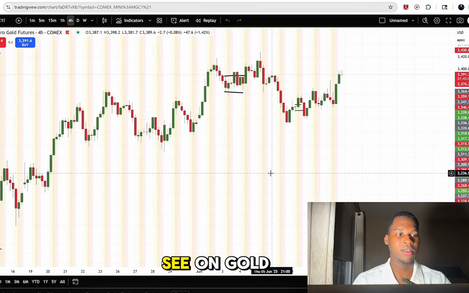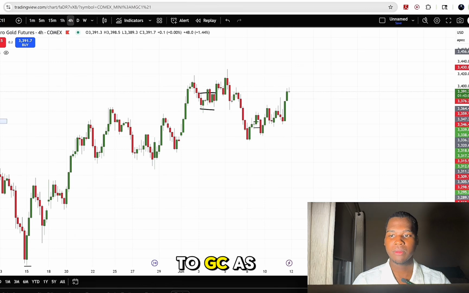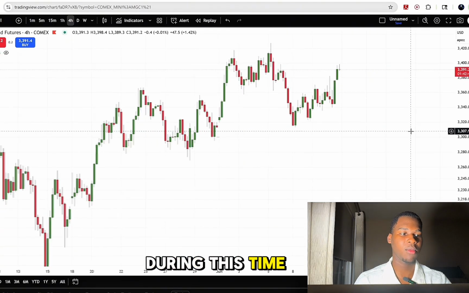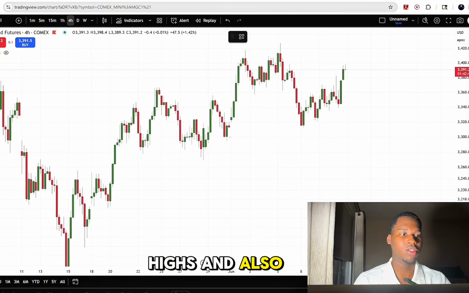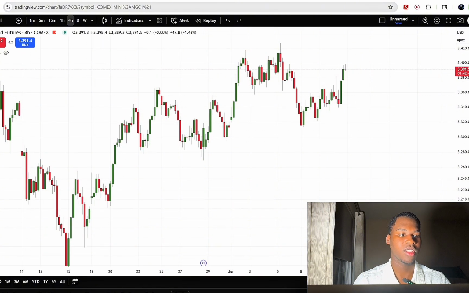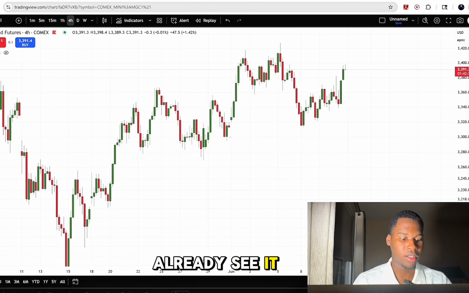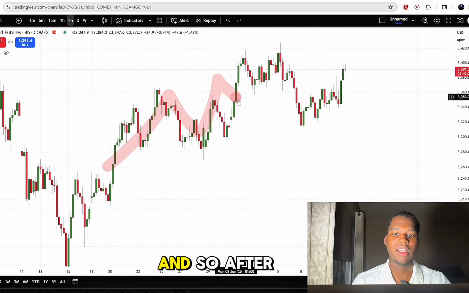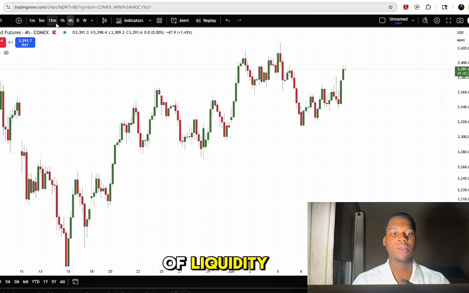As we can see on GC during this time, we are obviously making these higher highs and also higher lows. I don't even have to draw it out for you guys. You guys probably already see it, where here we're making higher highs, higher lows, higher highs, higher lows. And so after that, we go then and mark off our areas of liquidity.